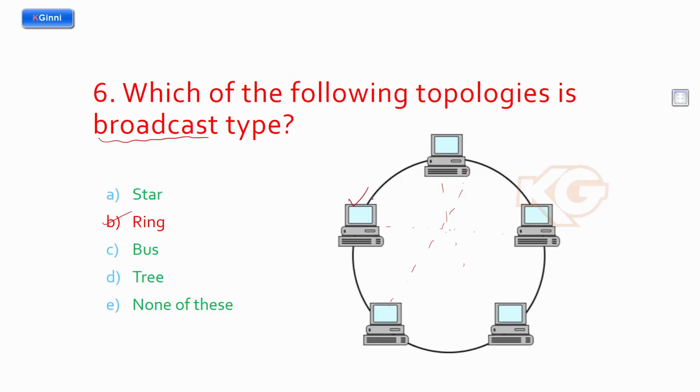For example, if he generated some information, it can be sent over to this guy, and this guy in turn sends the packet to this guy, and so on in a circular format, but the actual information is passed through all computers, so it's pretty much popular in broadcasting type.